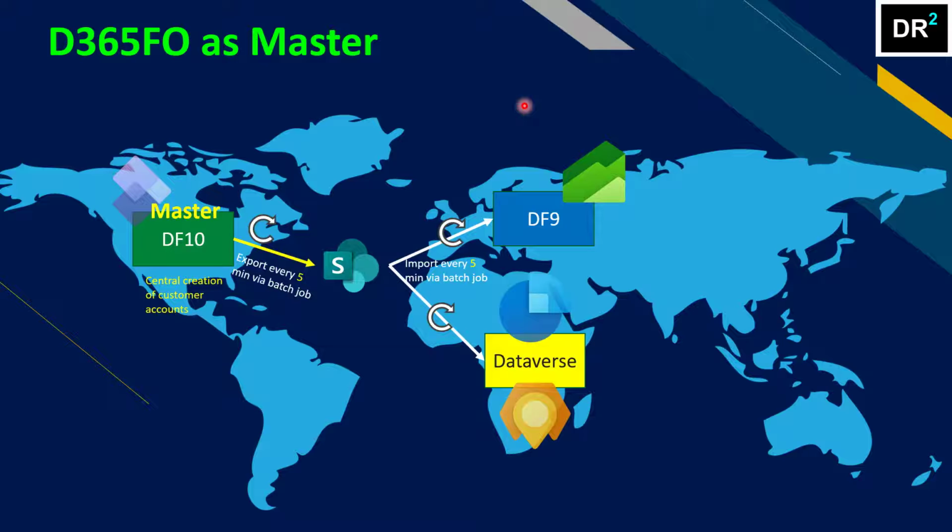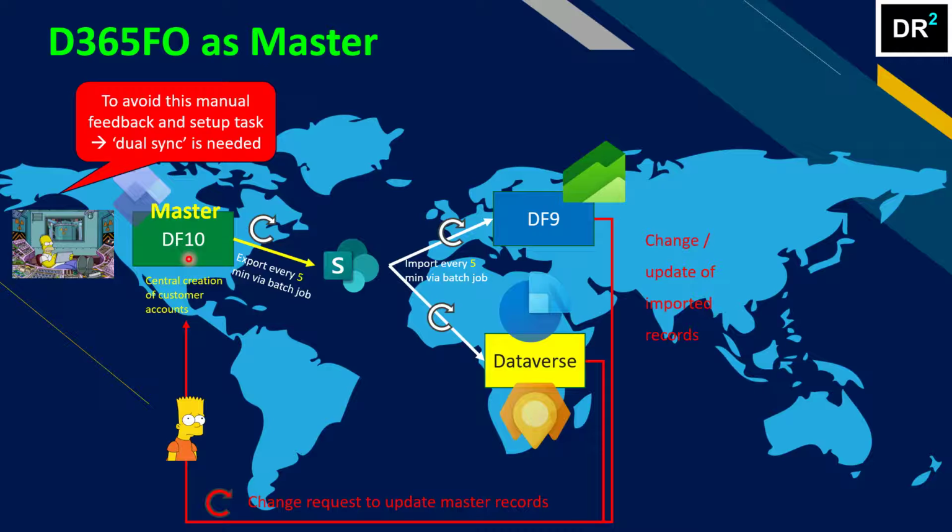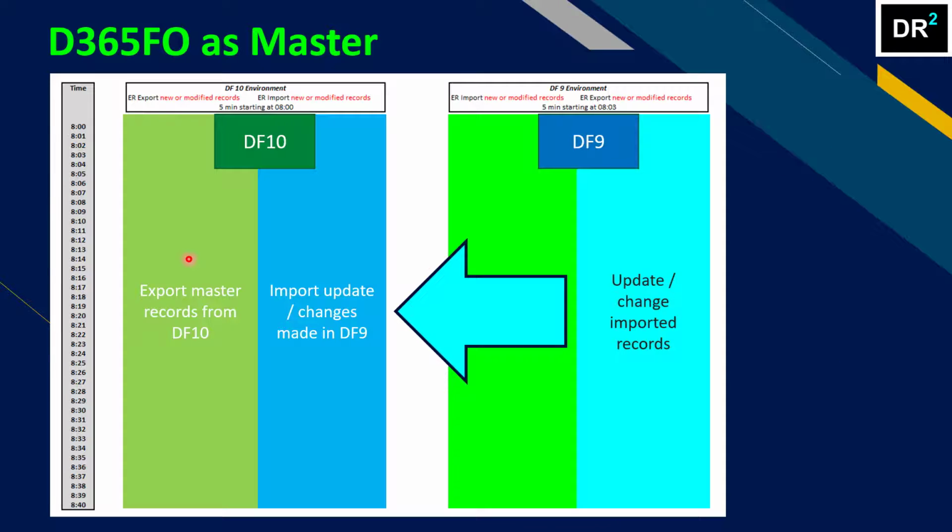But then the question is, what happens if the DF9 or Dataverse environments, or the people working on these systems, want to have a change? In this case, I would say you have to go back to the people working in DF10 and tell them that this change is needed. But then I thought, this is quite manual. If I just have to tell them or send an email, can we do something better? If an update occurs, we give the data back. So we basically have two export and import jobs: one highlighted in green that exports the master records from DF10 to DF9, and one that goes back and exports the modified records.